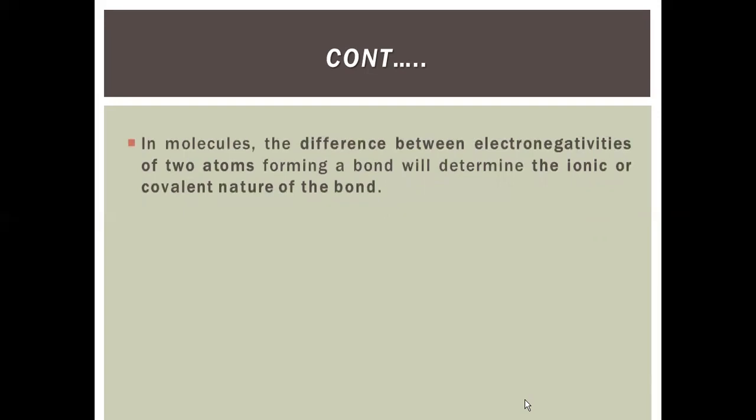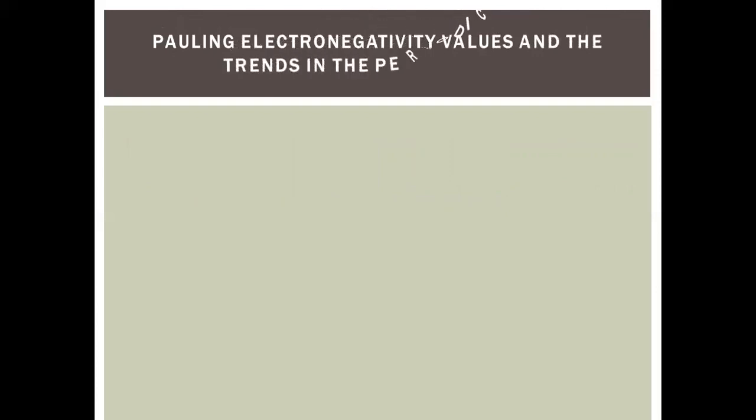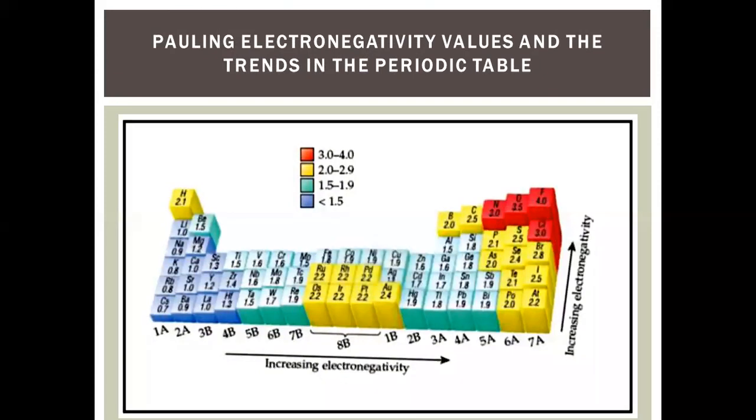In a molecule, the difference between the electronegativity of the two atoms is used for determining the bonds. It could be either the ionic or the covalent nature of the bond. So it describes the nature of the bond according to the electronegativity of two atoms, and from that only you can determine whether it's an ionic bond or a covalent bond. So the Pauling electronegativity values and the trends of the periodic table are given here. According to that, you can describe it.